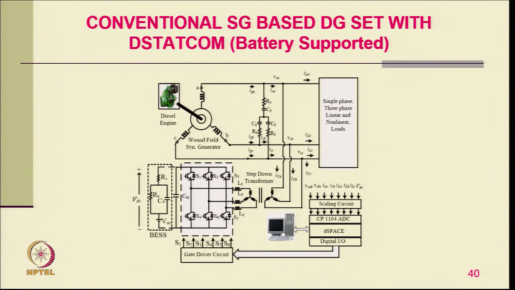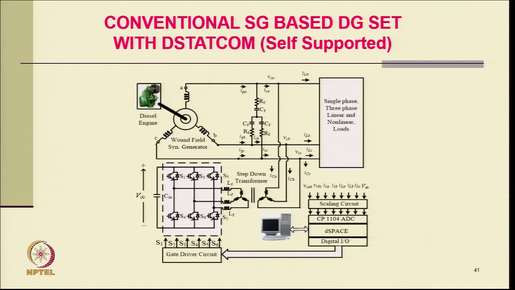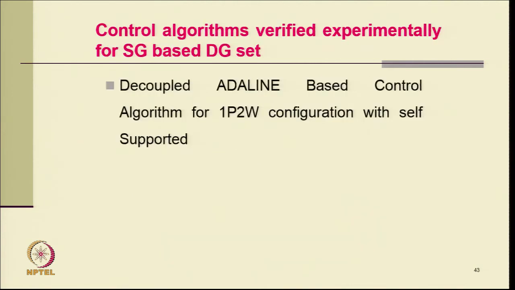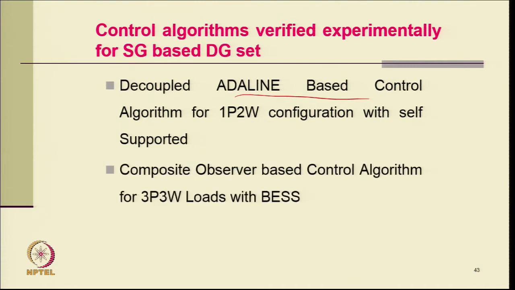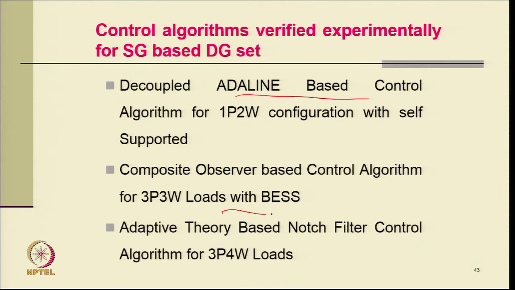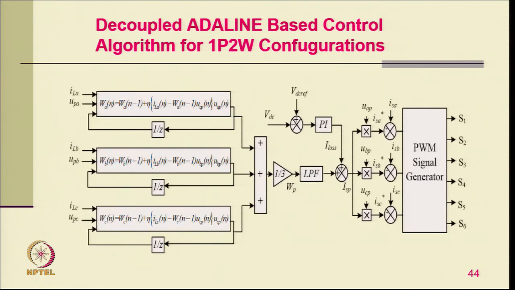Similarly, you can think of many configurations. You can even have a 3 phase load, or a configuration with a self supported DC bus. Of course, we have to use a control for the STATCOM, which we use here for voltage regulation, load balancing and harmonic elimination. You can use the orthogonal line, typically a window algorithm, for a single phase 2 wire configuration with self supported DC, and a compositor based one for 3 phase 4 wire with a battery energy storage system, and an adaptive theory based filter algorithm for a 3 phase 4 wire system. Just for example, these are the algorithms used for power quality improvement.